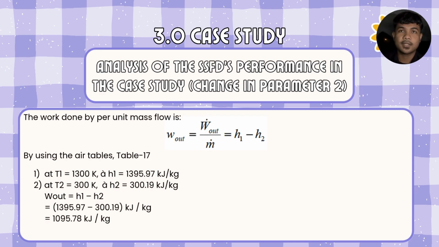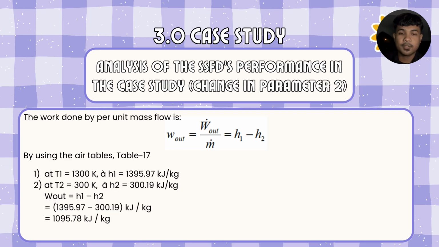This slide details the calculation of work done per unit mass for the adiabatic gas turbine, utilizing the simplified energy balance equation, W out equals H1 minus H2. The necessary enthalpy values were directly obtained from air property tables, table A17. At the inlet temperature of 1300 K, the enthalpy H1 was found to be 1395.97 kJ per kilogram, and at the outlet temperature of 300 K, H2 was 300.19 kJ per kilogram.